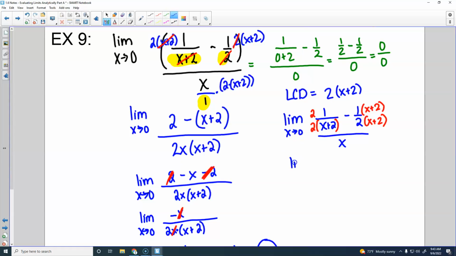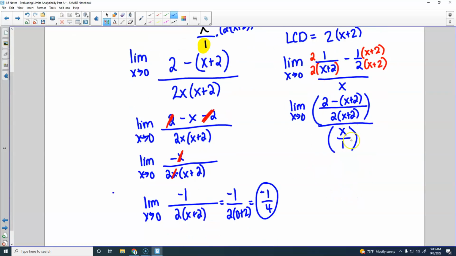So that would look like this. I would have 2 minus x plus 2. And because I have common denominators, both of these are 2 times x plus 2, I could write it like that. But it would still be over x here. So I've got a fraction over, I could make that a fraction right there. What can I do when I've got a fraction over a fraction? Dividing fractions, easy as pie, flip second and multiply.